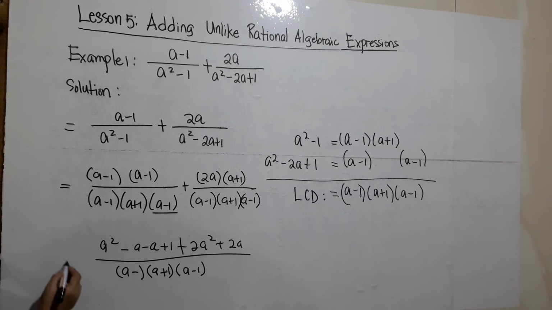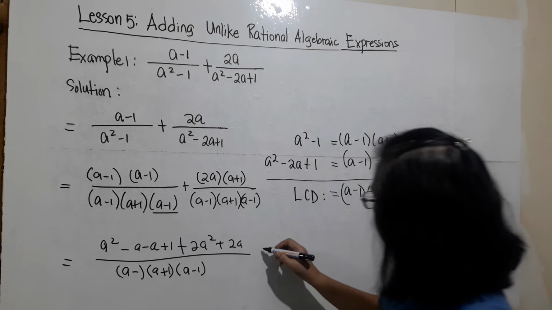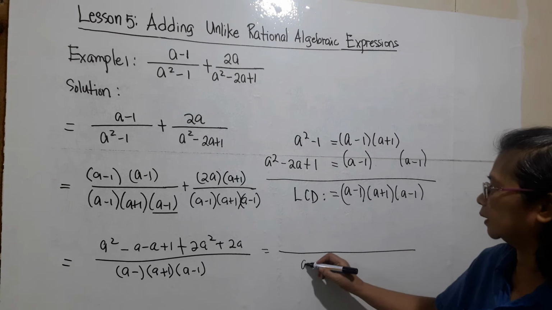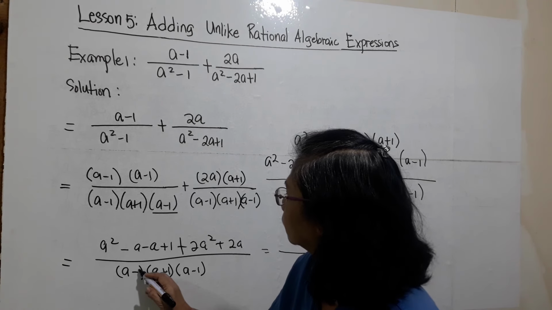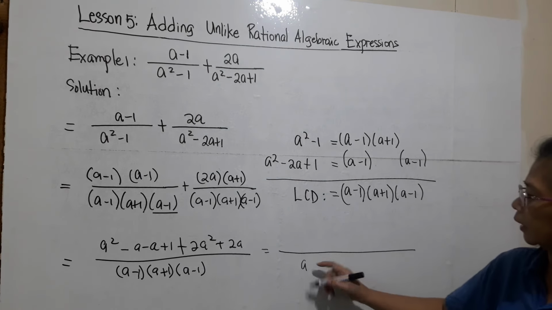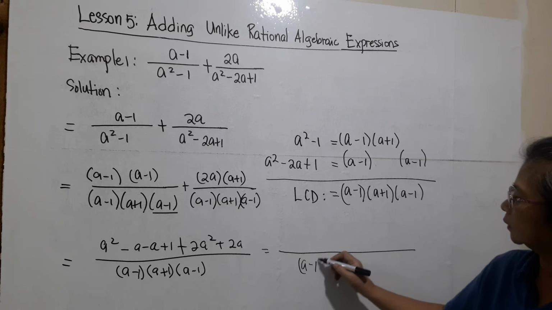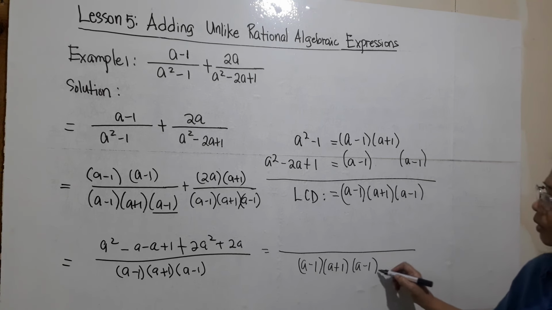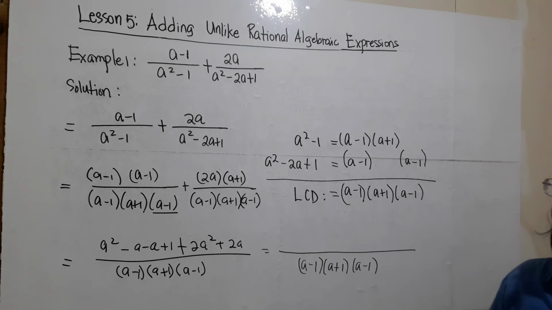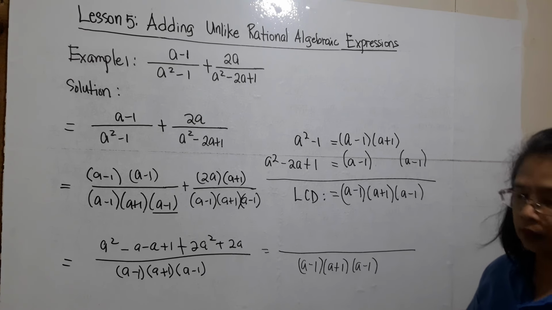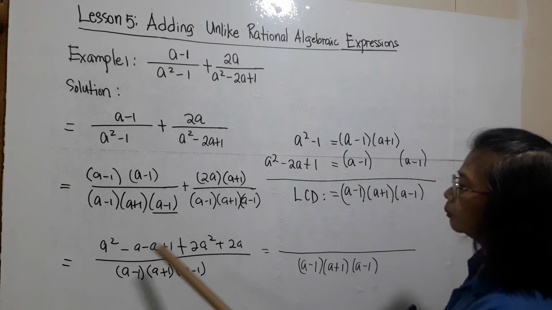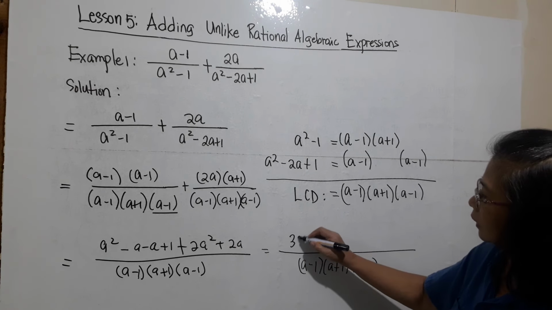Now this time we combine. Let's have it here. Copy first the LCD as the new denominator: a minus 1 times a plus 1 times a minus 1. Then, in the numerator, we combine similar terms. We can combine a squared and 2a squared. a squared plus 2a squared is 3a squared.